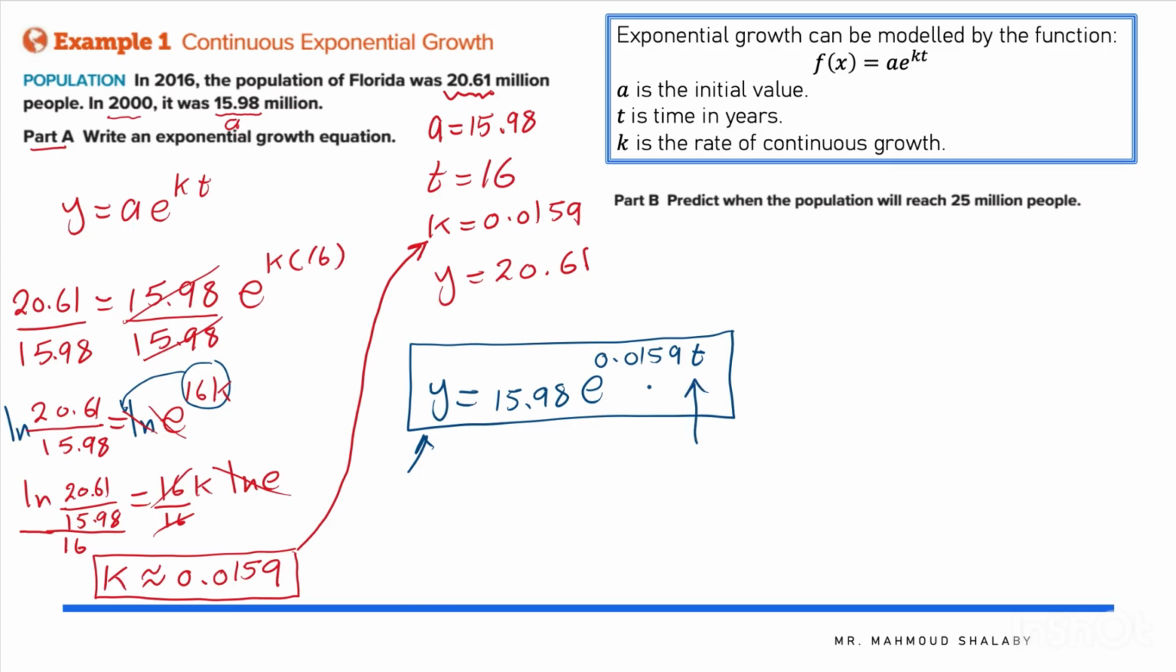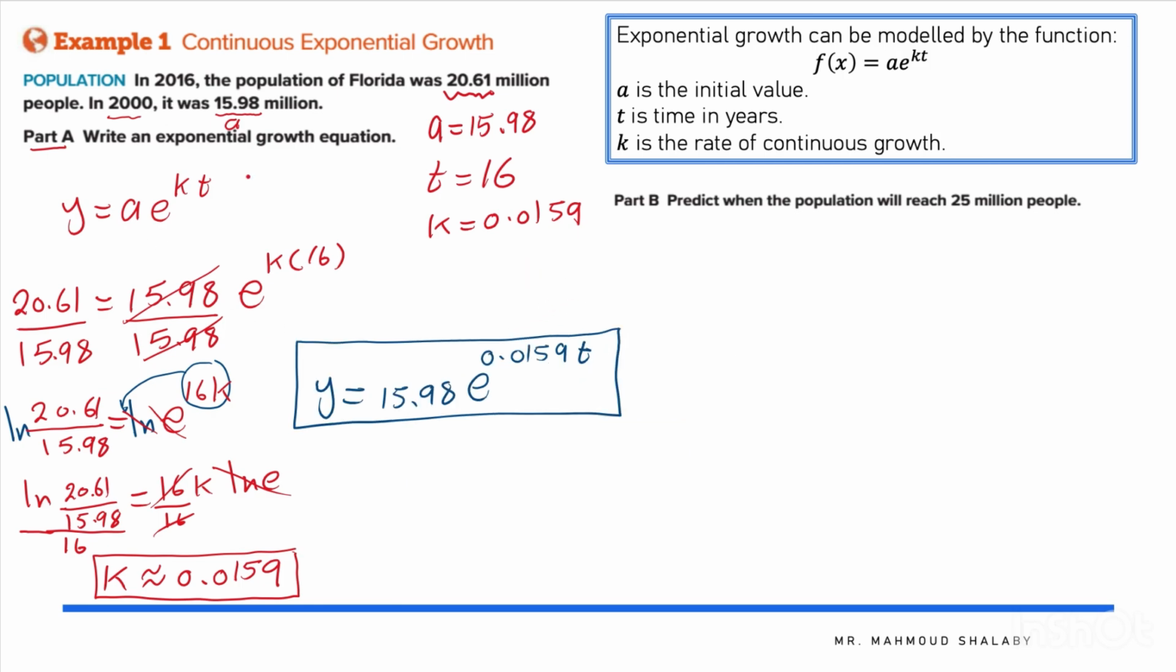That's it. Okay shabab, this is the solution for part A. Now for part B, let's say I will make a line here. Part B, predict when the population will reach 25 million. Predict means he's asking about time, like after how many years, right? So he's asking about after how many years.